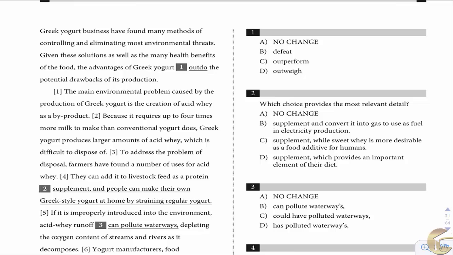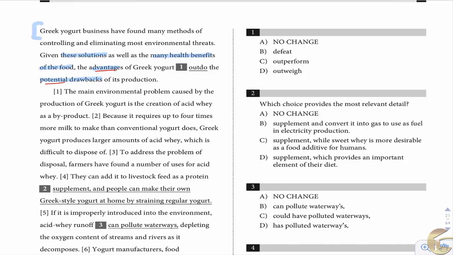So I'm going to start by reading at the very top of this page. It says, Greek yogurt business has found many methods of controlling and eliminating most environmental threats. Given these solutions, as well as many health benefits of the food, the advantages of Greek yogurt blank the potential drawbacks of its production. So we are comparing two things, the advantages and the drawbacks, but the advantages are, in this case, going to be better than the drawbacks, is what the point of this sentence should be.